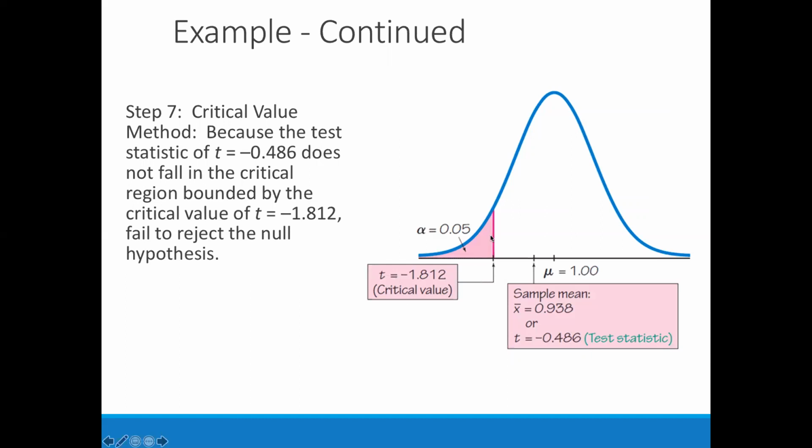we would find the cutoff in the left tail that would separate 0.05 from 0.95. Anything in this red or pink region would be considered the critical region, i.e. the rejection region, where we reject the null hypothesis. In this case, it lies in the fail to reject region, and therefore we fail to reject the null hypothesis, that it's probably equal to 1.00 watts per kilogram.